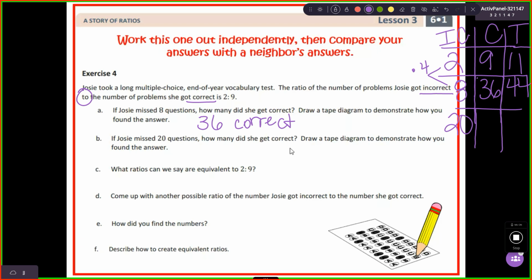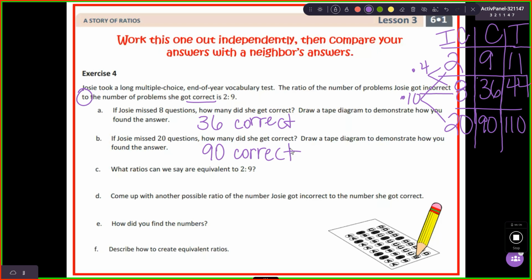Y'all ready? How do you go from 2 to 20? Times what? That one's always easy to see. Well, if I do 2 times 10 is 20 to that column, I need to do it to every column. 9 times 10 is 90. 11 times 10 is. So how many did she get correct on this one? 90. Correct.